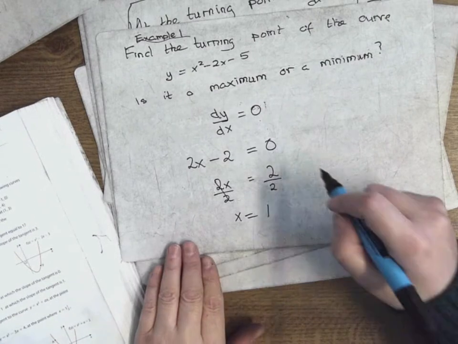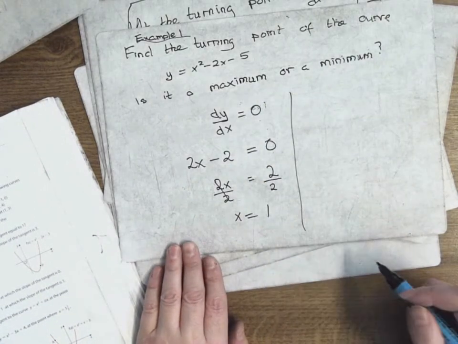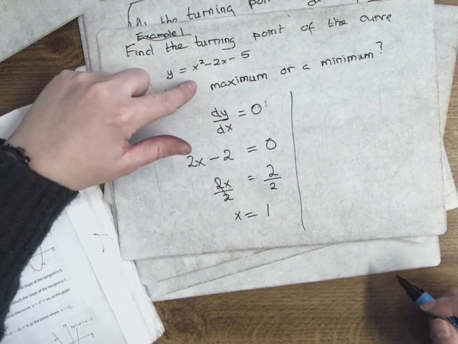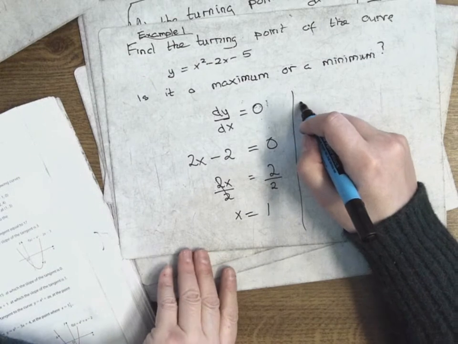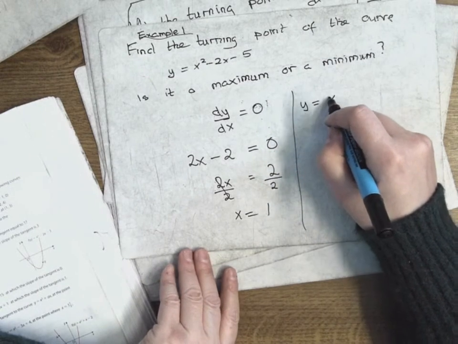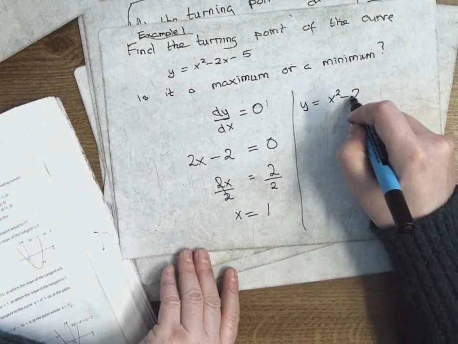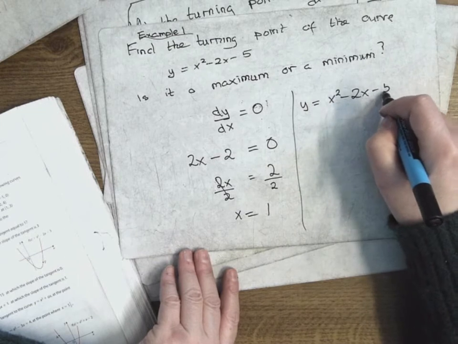To get the other bit, the y value, you go right back up to the curve like we did in the previous section. So you go right back up to y equals x squared minus 2x minus 5.